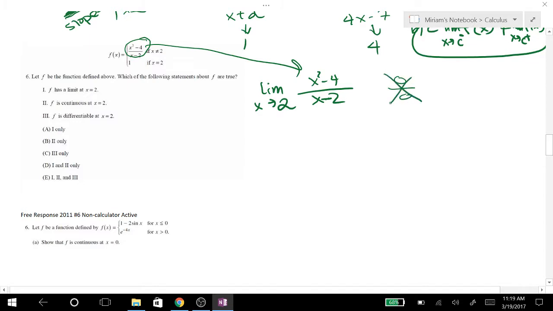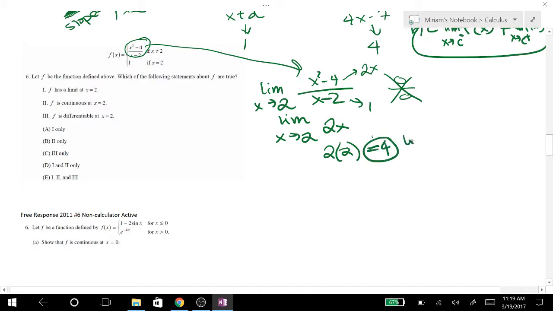So I can either factor and cancel, or do L'Hopital's rule. If I do L'Hopital's rule, just for the fun of it, the top one is going to be 2x, and the bottom one is going to be 1. So I'm going to have limit as x approaches 2 of 2x. Then I simply plug in, and my limit is actually 4. So the limit is there, so the limit exists. Yay!